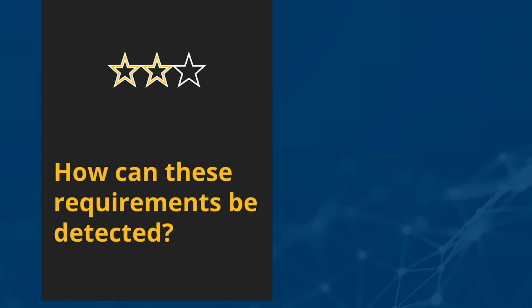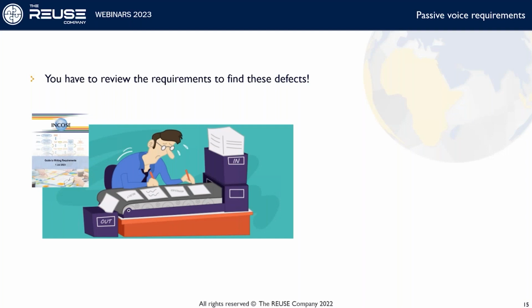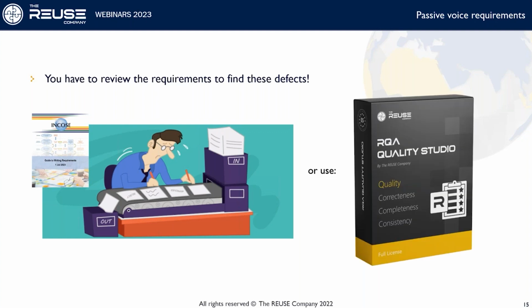So let's look into how you are able to capture these things then. And of course, the regular thing to do, even if we have a guide that allows us to set up rules for how requirements are supposed to be written, is to manually review it. Or, which is much better and more efficient, is to use the requirement quality analyzer, the RQA.